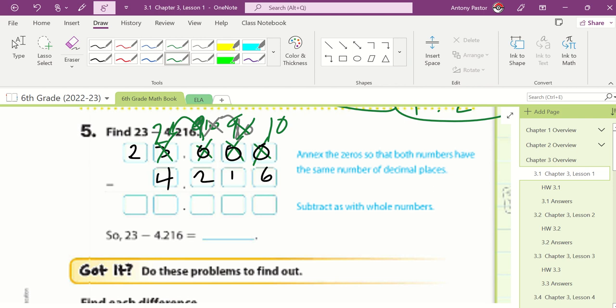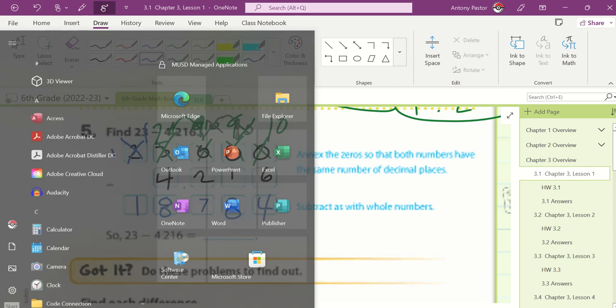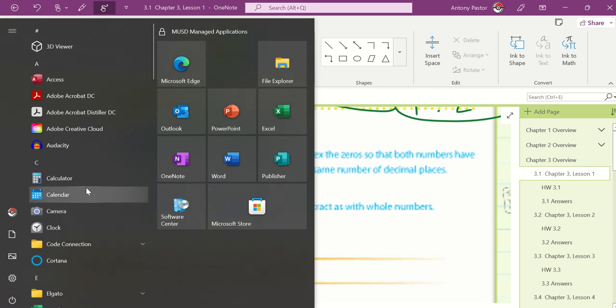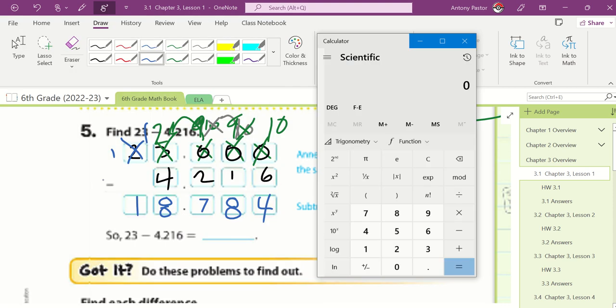So 10 minus 6, we'll do a different color. 10 minus 6 will be 4. 9 minus 1 will be 8. 9 minus 2 will be 7. And 2 minus 4 cannot do. I will borrow from this 2. Becomes 1. This becomes 12. 12 minus 4 will become 8. And the 1 minus nothing, 1. 18.784.